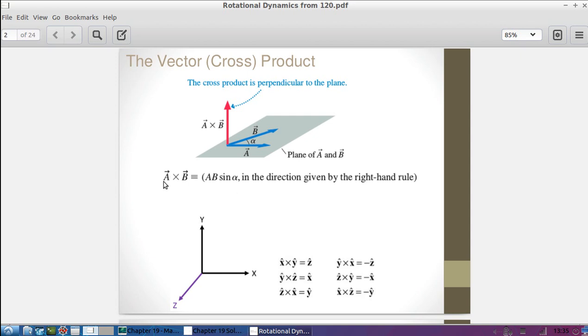The cross product of two vectors is actually a vector. We talked about the dot product when we dealt with work and a couple other topics. Dealing with work was the dot product between two vectors, right?